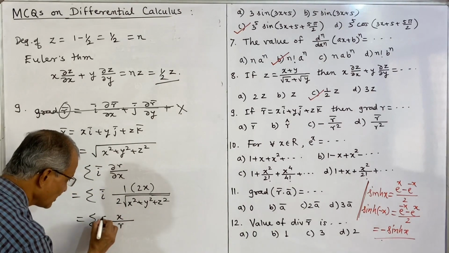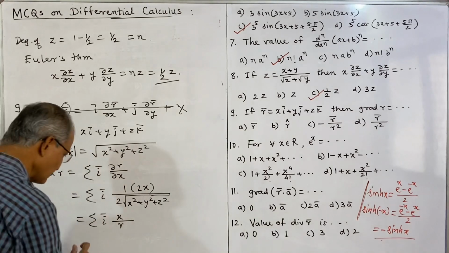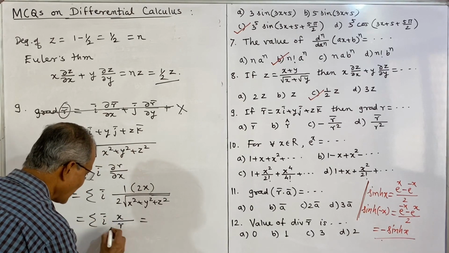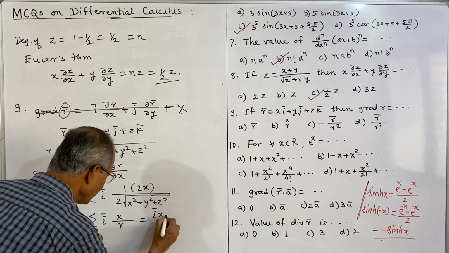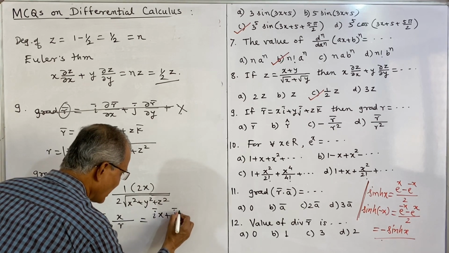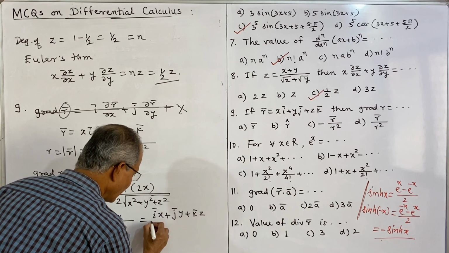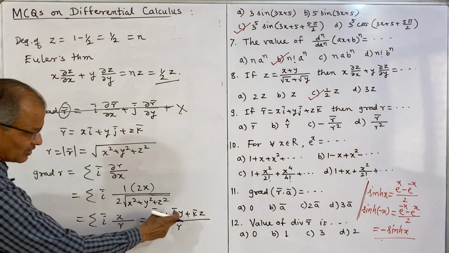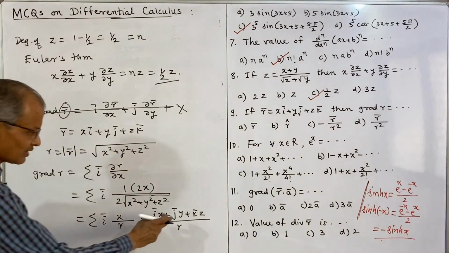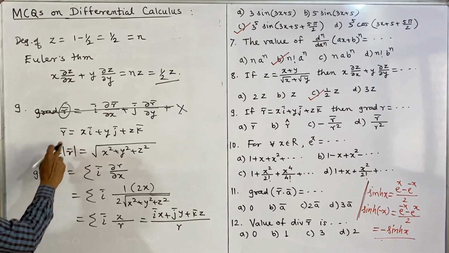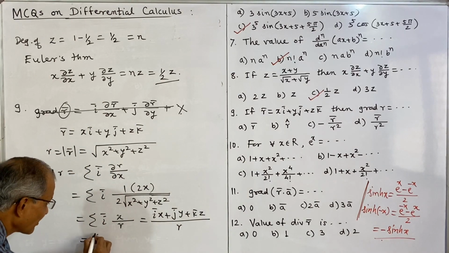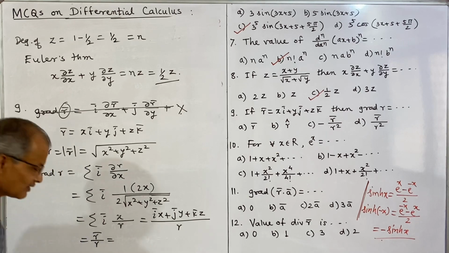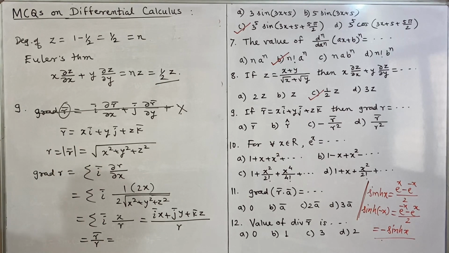So x upon r. And what is the meaning of this? This summation means this will be (ix plus jy plus kz) divided by r. Summation is over i and x: i changes to j and j changes to k, or summation of ix means ix plus jy plus kz. And again, what is this? This vector is r bar. So this is equal to r bar divided by r, and this is the unit vector along r bar.